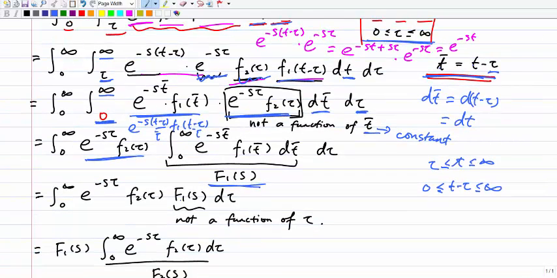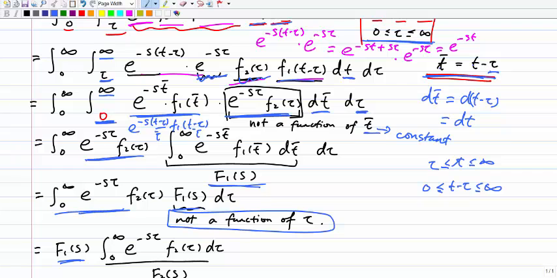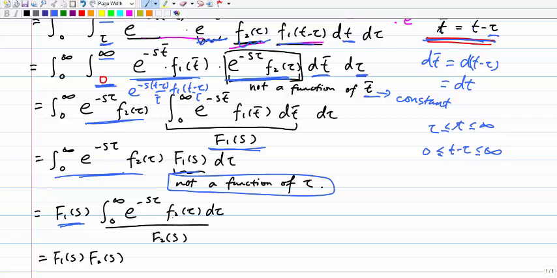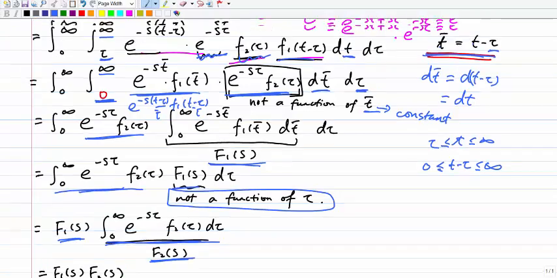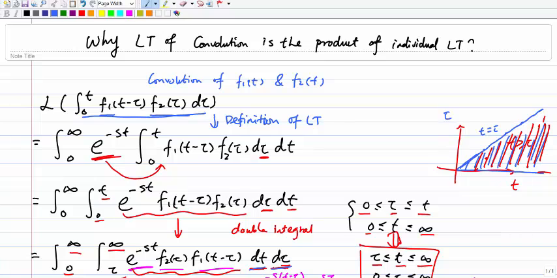Once we do that, this is f1 of s, which is not a function of tau, so I can move this one outside. The remaining term will be integrated from 0 to infinity e minus s tau f2 tau d tau. This becomes the Laplace transform of f2. So that's why it's the product of f1 of s times f2 of s. That shows that the Laplace transform of a convolution of two functions is the product of the Laplace transforms of the individual functions.